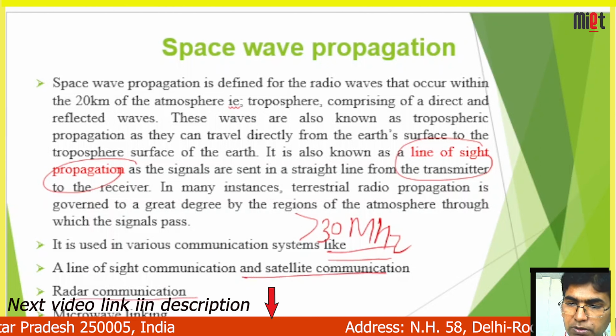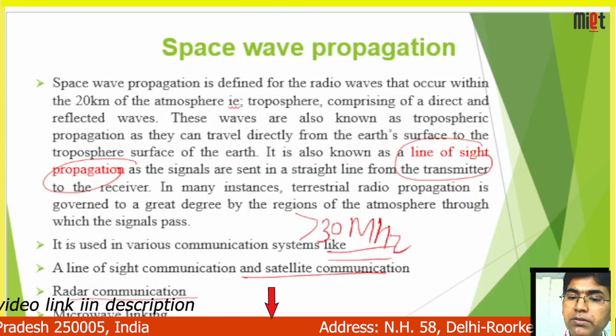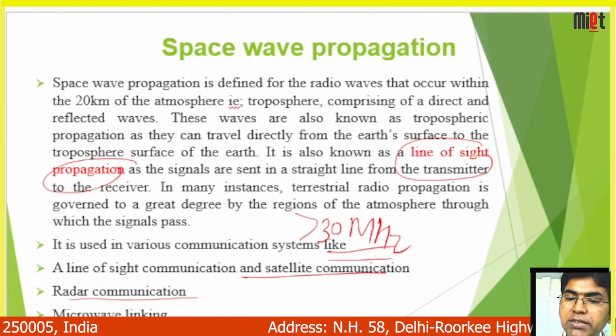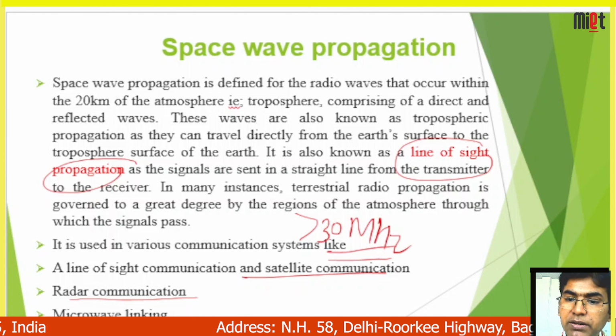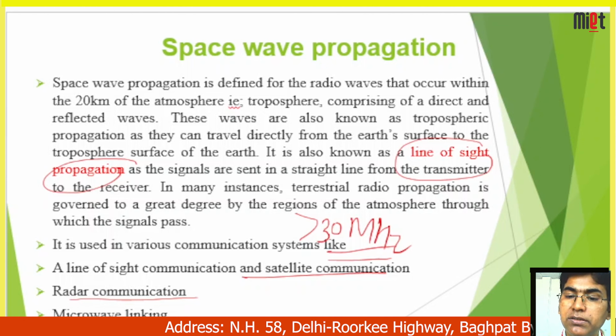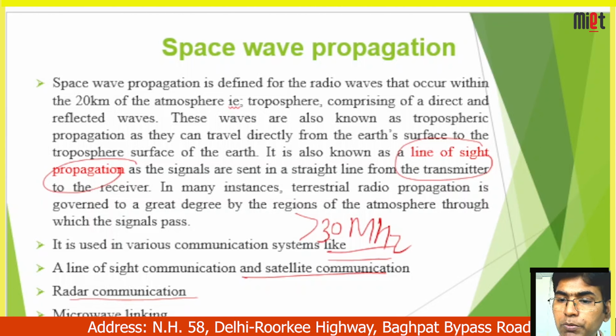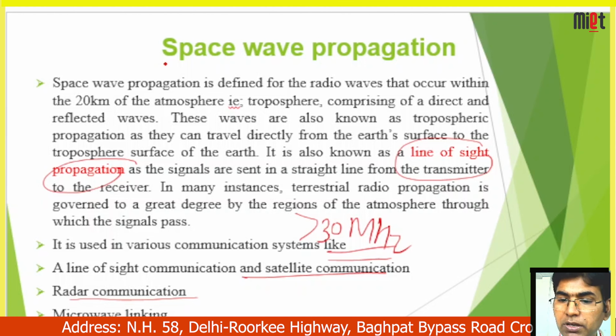In this wave propagation, antennas are fixed on the top of high-rise buildings, which can see each other. Antennas can also communicate with the satellite, and the satellite can also communicate with the receiver. So when a signal is transmitted through line of sight propagation, that method of wave propagation is called space wave propagation.